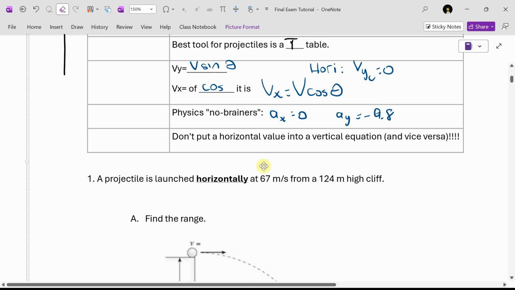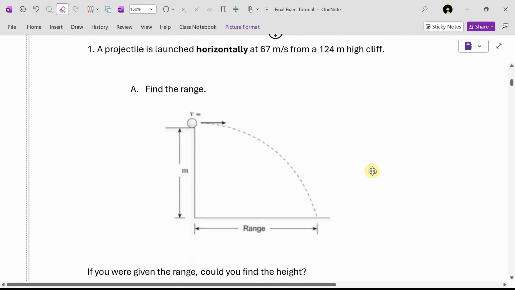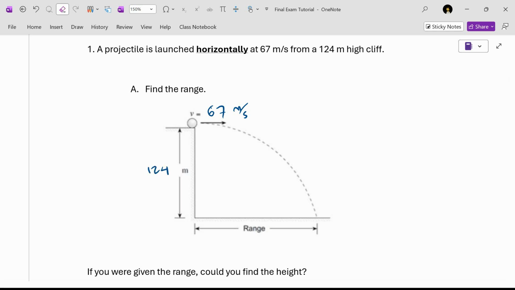So we're live again, and the key thing we said: don't put a horizontal value into a vertical equation and vice versa. So you're going to get a projectile launched horizontally from a cliff. Here is an example. A projectile is launched horizontally. Let's write in the numbers. Looks like the velocity is 67 meters per second. Looks like the cliff height is 124 meters. And it says find the range.